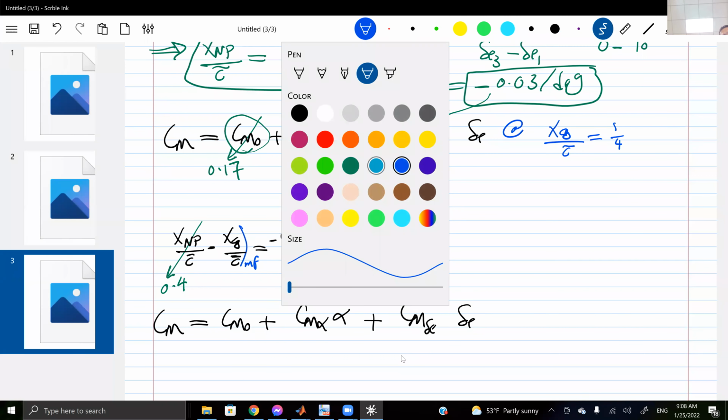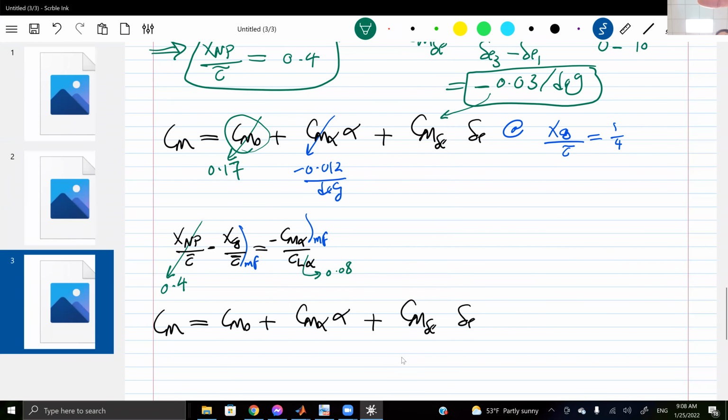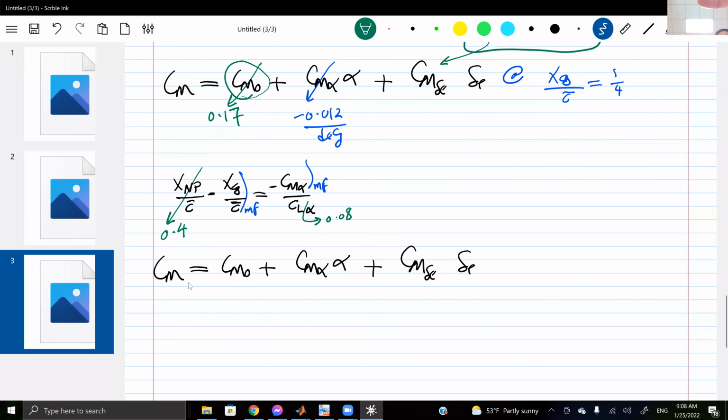And let's see, what do we have? What is constant and what really depends on the CG travel? What thing really here depends on the CG travel? Which thing?